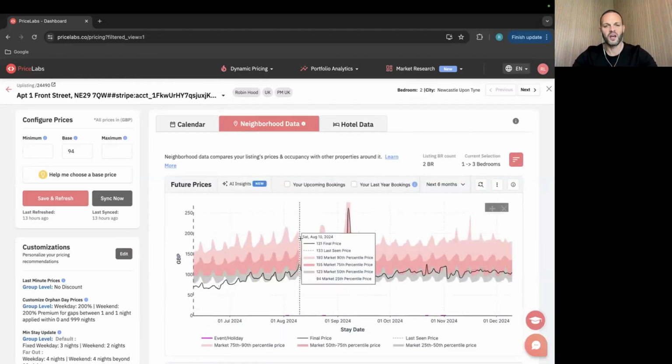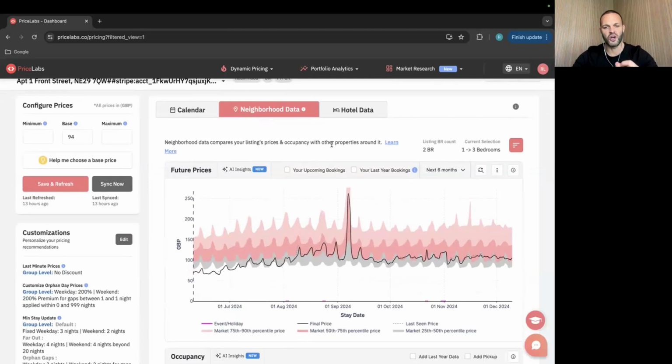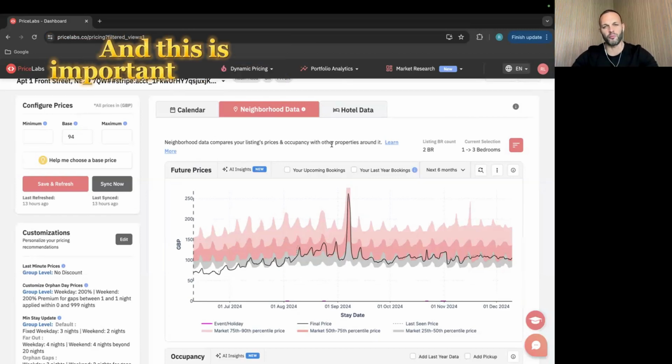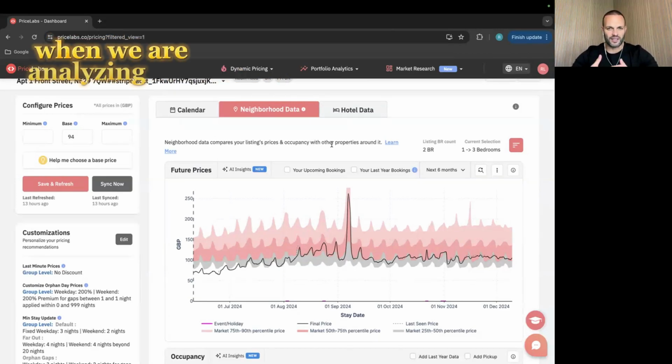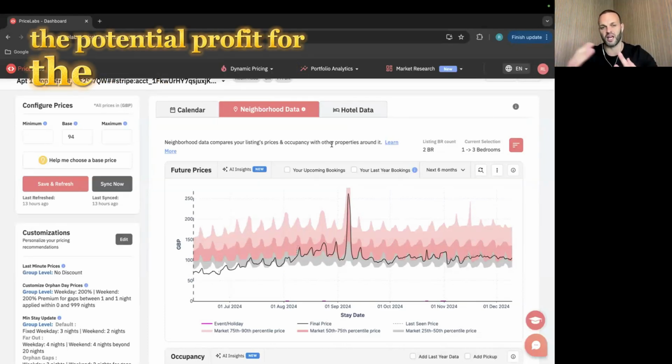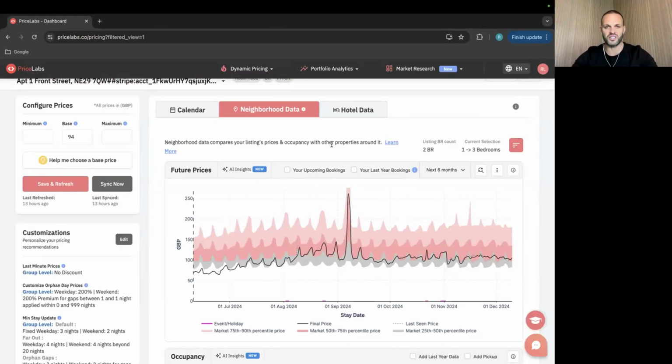So future pricing gives us an indication of how the prices may look in the future. And this is important because when we are analyzing our potential profit for the next 6 months, the potential profit for the next year, we can use this data to see if we tweak prices, where we're going to land, how much we need to be pushing the portfolio, and what sort of occupancy we need to make the profit that we need to make.